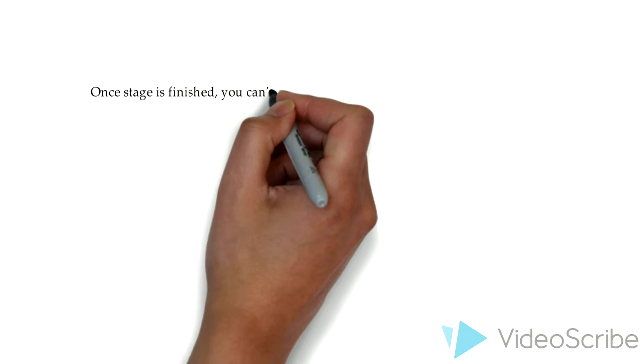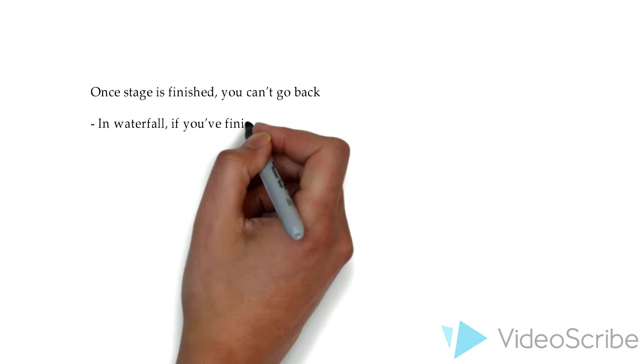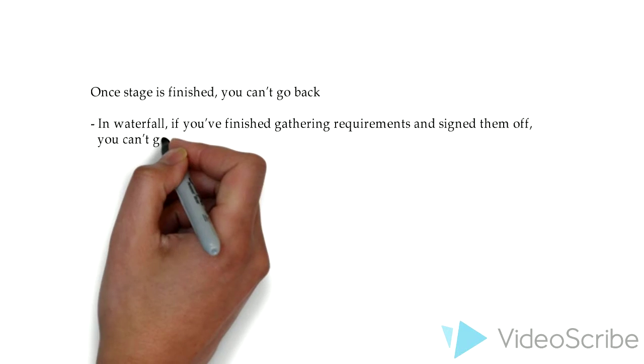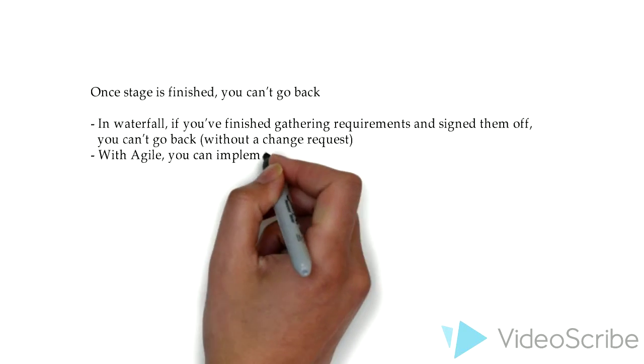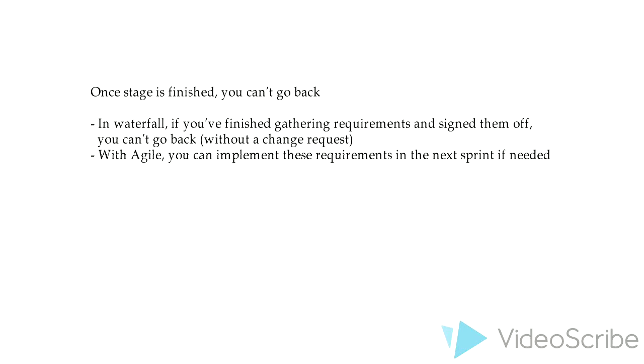Once a stage is finished with Waterfall, you can't go back. If you finish the requirements phase and teams sign off with business users, the requirements phase is over. There is no going back, and the change process must be followed, which can take some time. With Agile, if requirements need to change, they are better handled with this process.